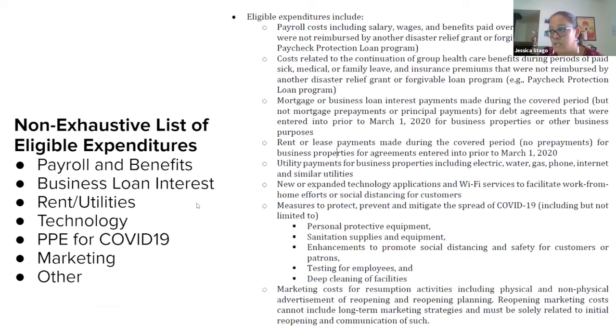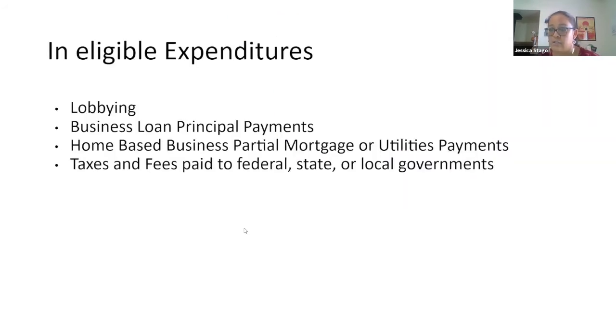The only things you cannot ask for, these are ineligible expenditures. One is lobbying. I think that's self-explanatory. Business loan principal payments. So again, if you have a business loan, you cannot use these funds to pay for the principal payments. Earlier, I mentioned that you can use the funds for mortgage. If that mortgage is a business loan, then you can only use it for the interest part of the mortgage, not for the actual principal payments.